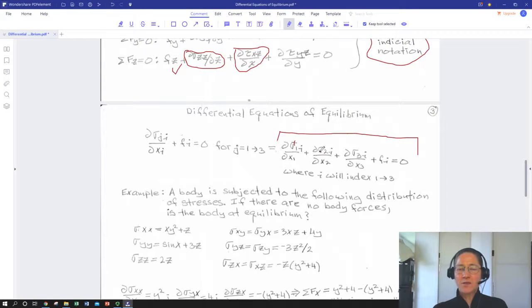And the important thing to remember is we're taking our partial derivatives of our shear components with respect to the position of the face, not the direction. So this is looking at how the stresses change as we move in a given direction through the body.